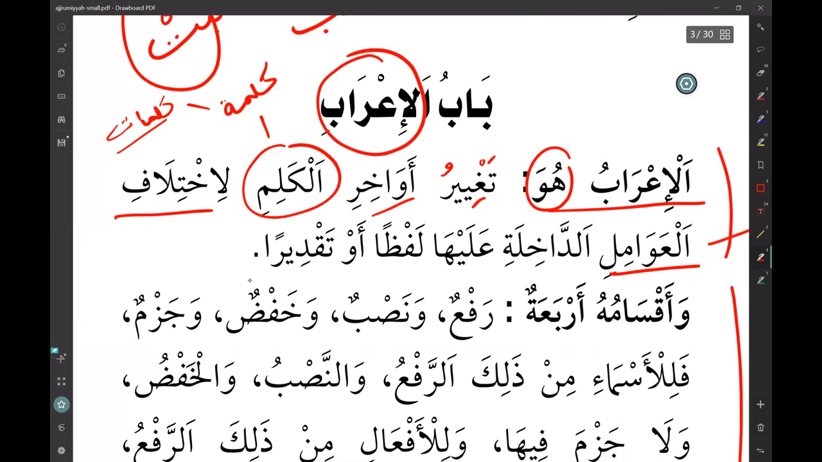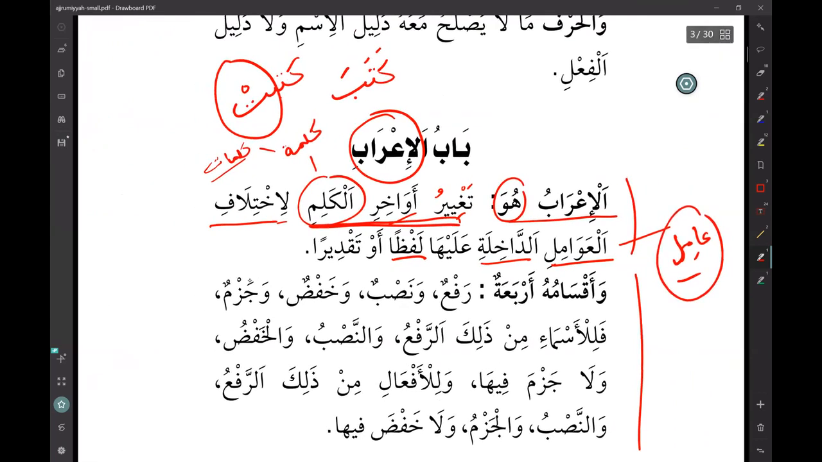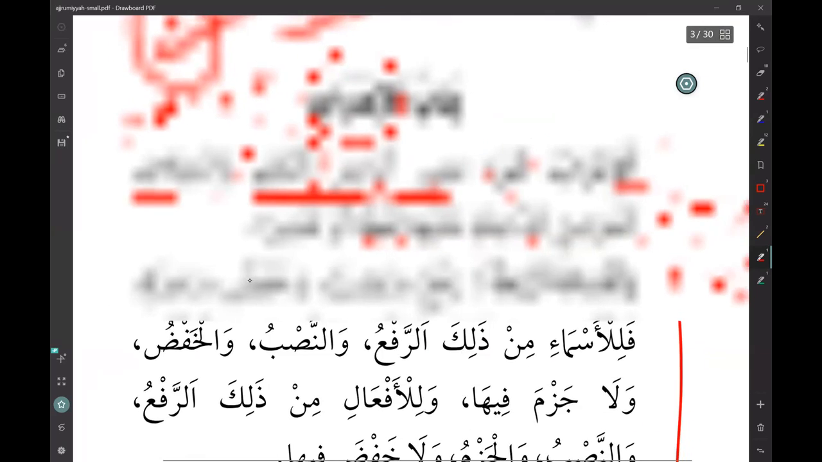So this change is happening at the end of the words. Why is the change happening? لِإِخْتِلَافِ الْعَوَامِلِ, because different workers, different words, are coming and entering upon it, الداخلة. How? لفظا أو تقديرا. Either those words come and you see them and pronounce them, or sometimes you don't pronounce them. Okay, inshallah, remember these are all technical definitions, so we have to understand what it's saying.